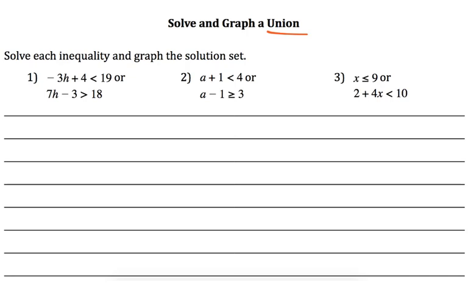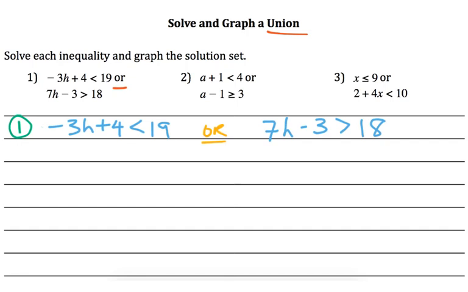Okay, solve each inequality and graph the solution set. Now, just like our bookwork or whatever we do, let's rewrite these since they give us 3 problems back to back. Negative 3h plus 4 is less than 19. My other problem is 7h minus 3 is greater than 18. And this is an OR statement, so let's get that in there as a reminder. By recording that from our bookwork, we're ensuring that we're less likely to make a mistake.